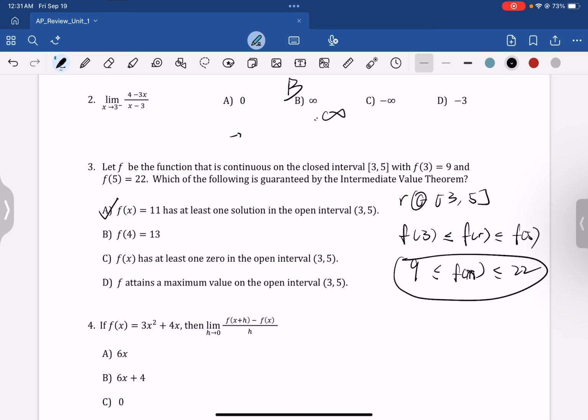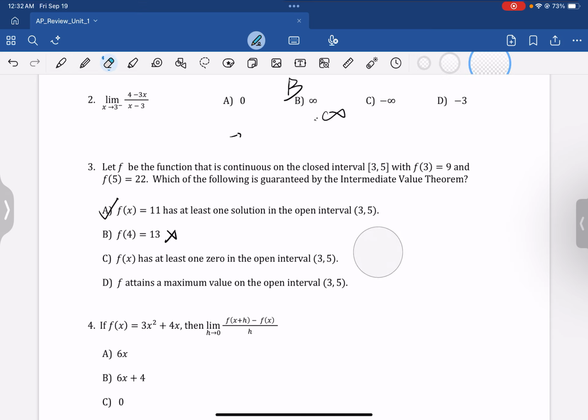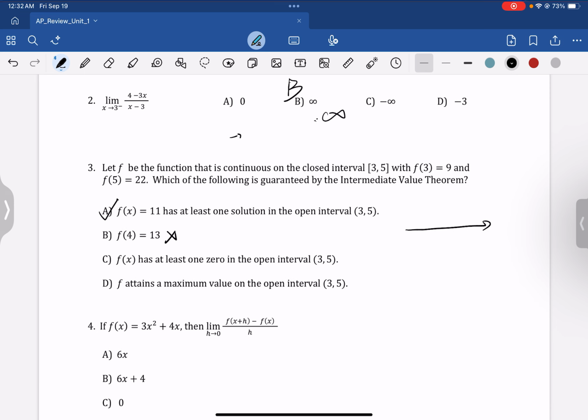So actually we have no idea about a specific value for f of 4, so this one is not valid. Next one, f of x has at least one zero in the open interval (3, 5). So this one we have to determine a zero, which means, in which situation can we determine there must be a zero? It's still the intermediate value theorem, but we need one y value smaller than 0, which is from here, and another one greater than 0.